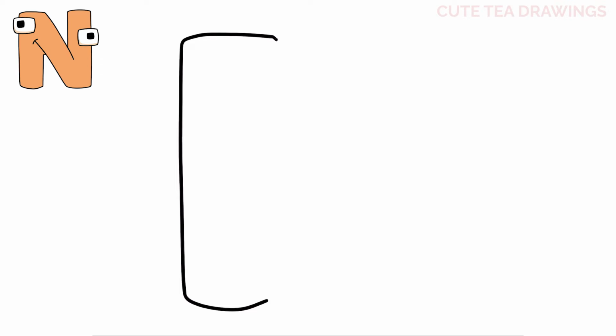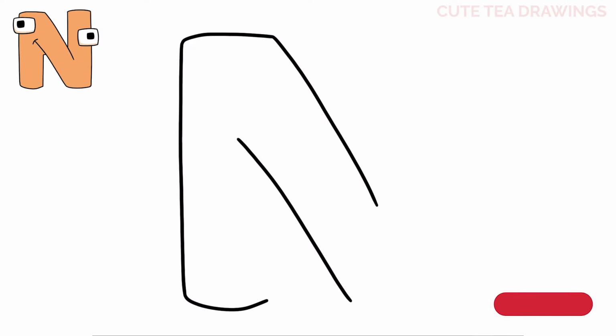Now from the top, let's angle it down and to the right, stopping about here. And then let's add another angle underneath. And then add a curve at the top of this line. Now from the bottom line, let's bring it up and then over.